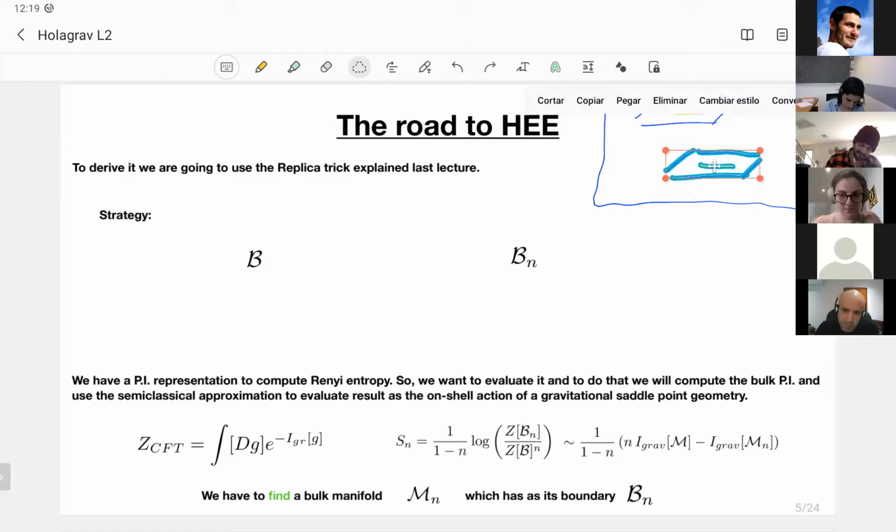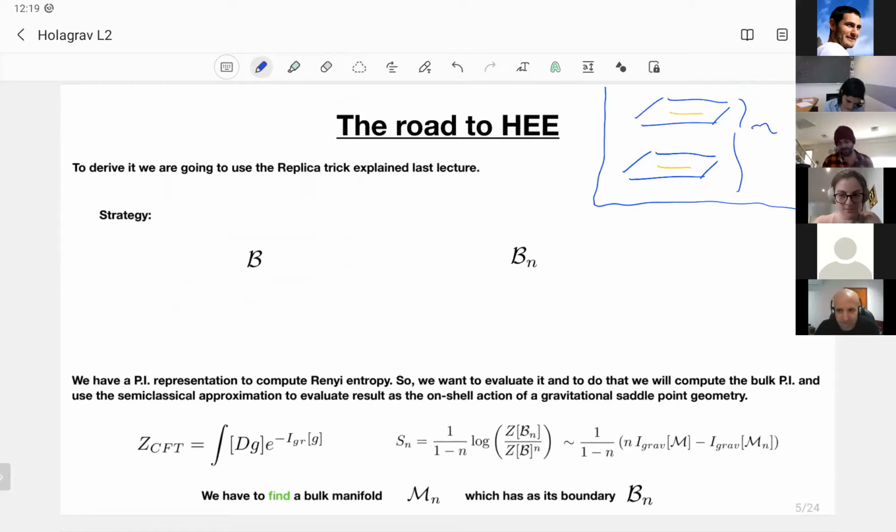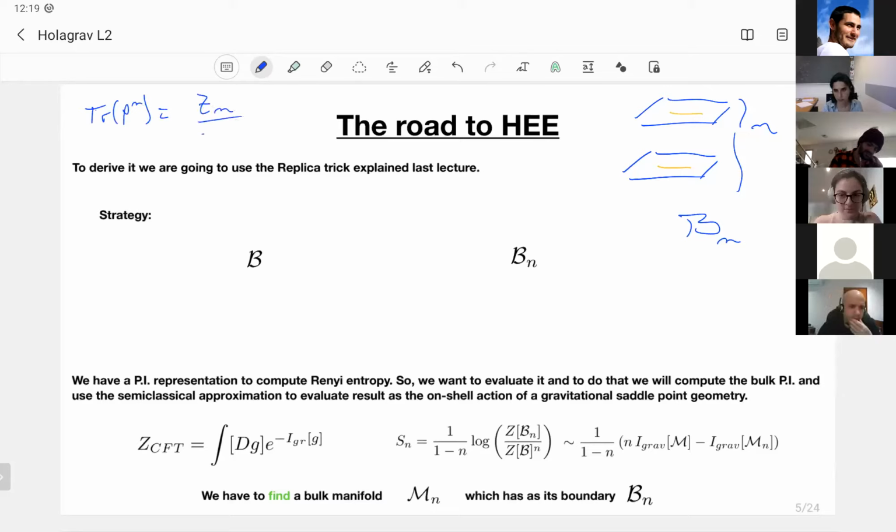Well, let's imagine that there are n. This forms a manifold that I called Vn. And then trace of rho to the n can be computed as this, where the difficult thing to compute is this quantity, the partition function on Vn.